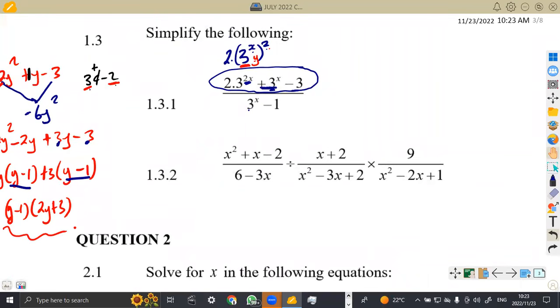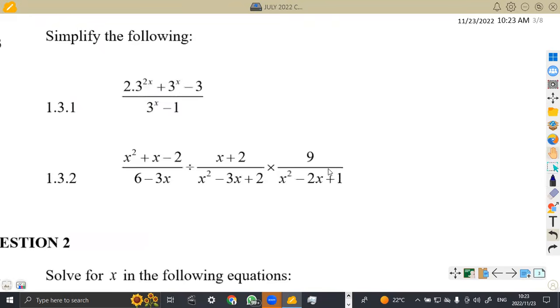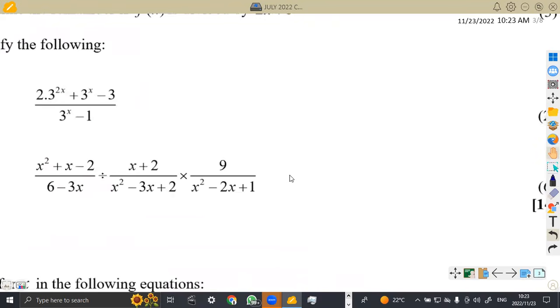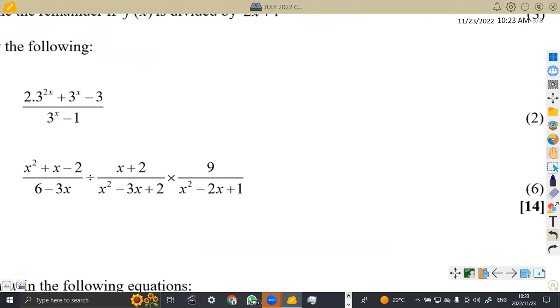Let's check 1.32, which is the other part that we had on question number 1. In this case, we are given to simplify. So the first thing that we can do is to factorize the given expressions. That's the easiest way that we can have. So that's 1.32. Let's start with the first part.